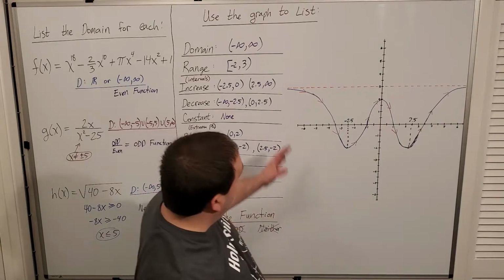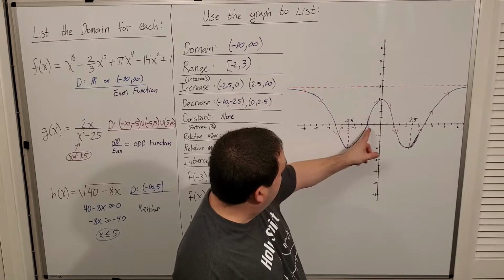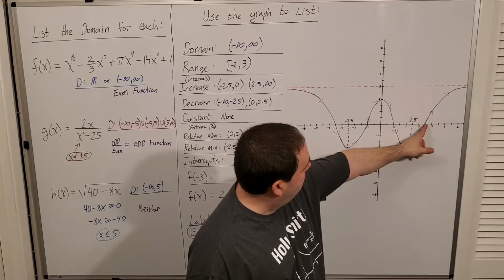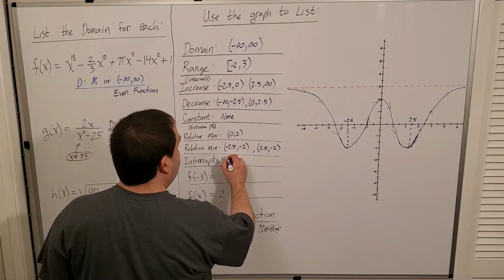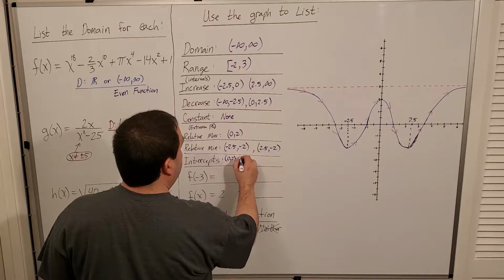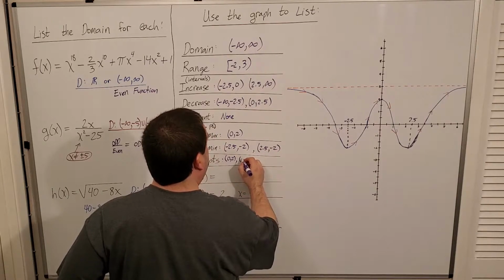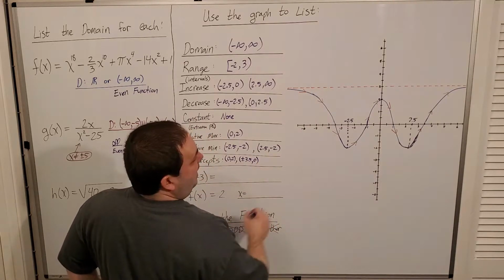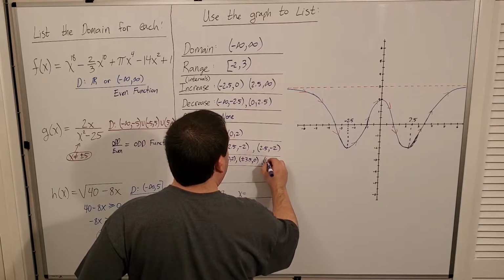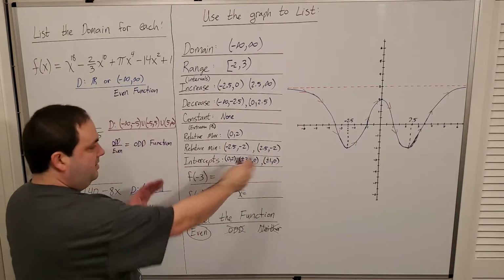Intercepts. Anything that goes through an axis. Okay, so I've got x-intercepts here, here, here, and here. And then I've got a y-intercept here. So I'm going to list the y-intercept first. That's 0, 2. Then I've got plus and minus 3.5, comma 0, and plus and minus 1, comma 0. So there's actually 5 points there. I'm just listing the plus and minus to save space here.